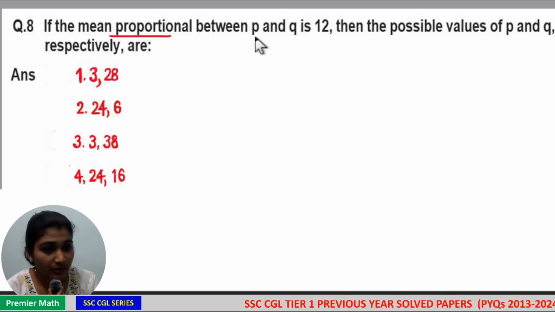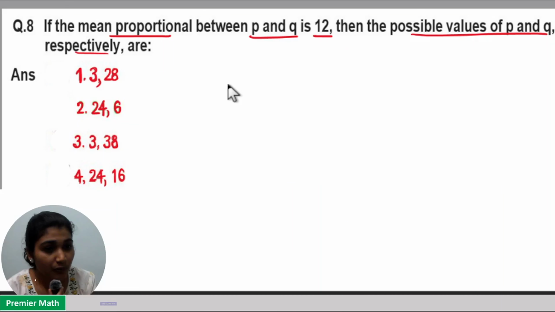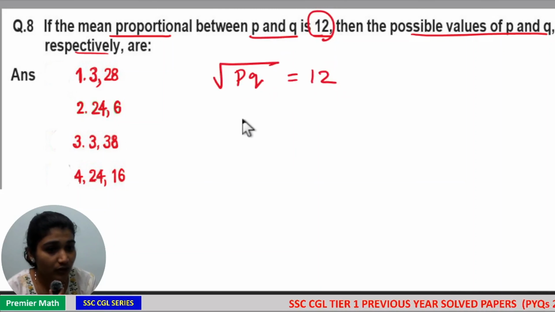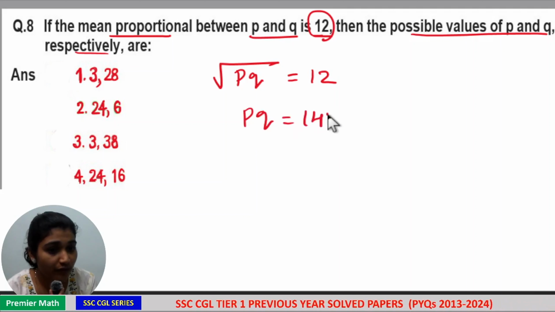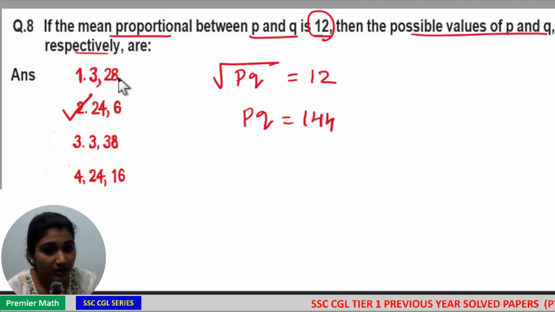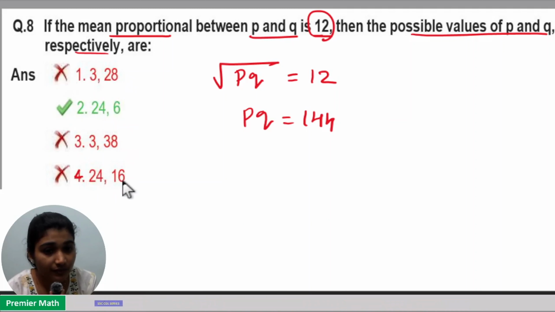If the mean proportion between P and Q is 12, then possible values of P and Q respectively are. Mean proportion between P and Q means root PQ, and mean proportion is given as 12 means root PQ is equal to 12. Then PQ is equal to 144. 12 square is 144. Check for PQ as 144. Here 24 into 6 is 144. 3 into 28 means 60 plus 24, 84, eliminated, and here also eliminated. So option 2 is your answer. 24 into 6 is equal to 144.